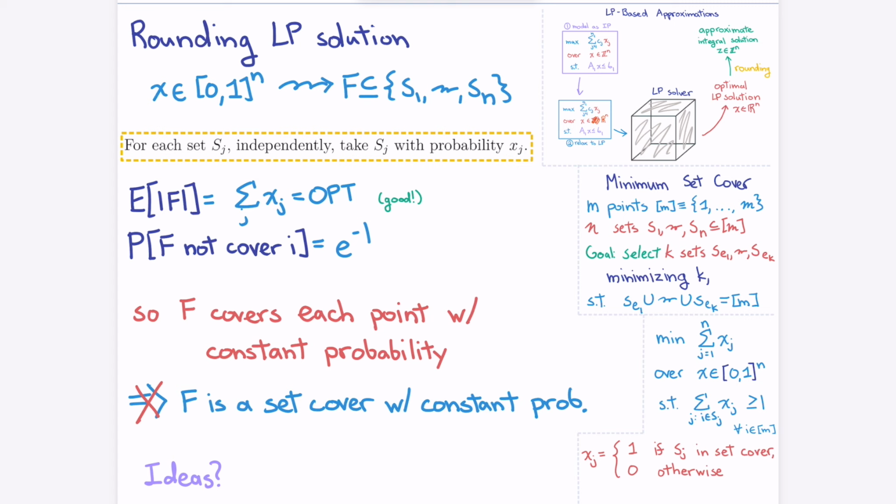So now the next question for you all is how can I tweak my algorithm to guarantee that it actually returns a set cover? This gets back to the original question: does this rounding actually give a set cover? And our initial rounding does not. So how can I make an adjustment?